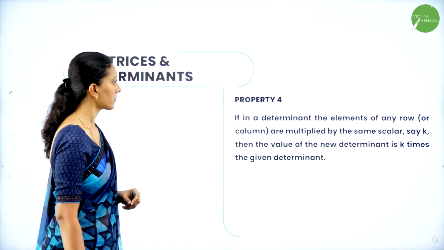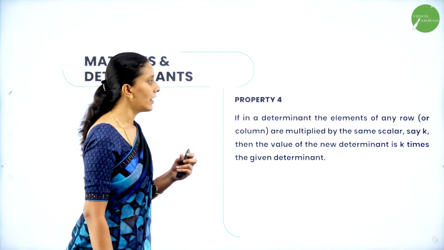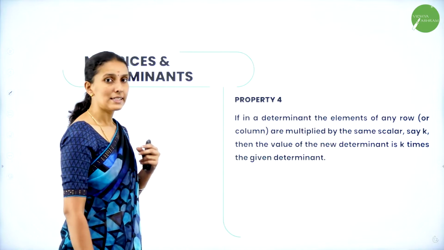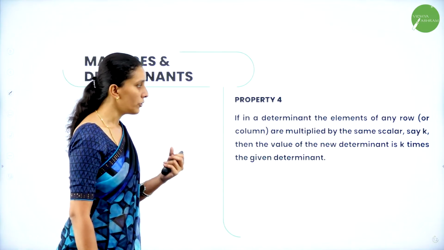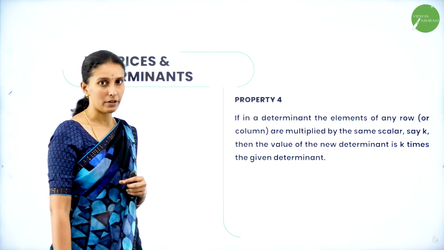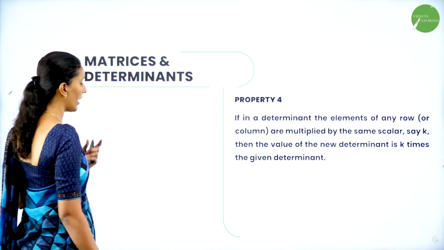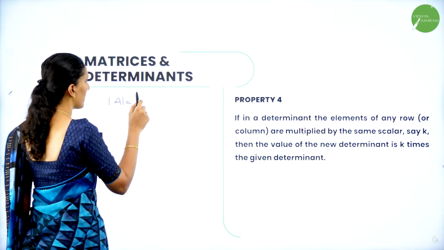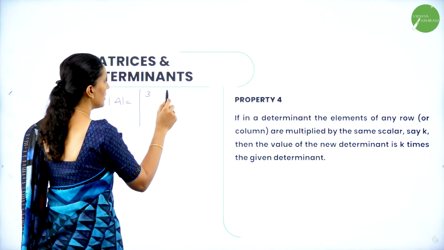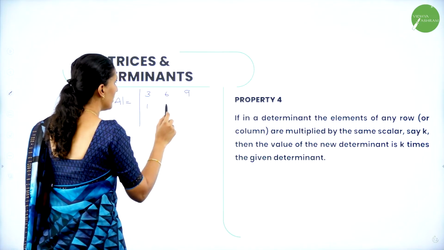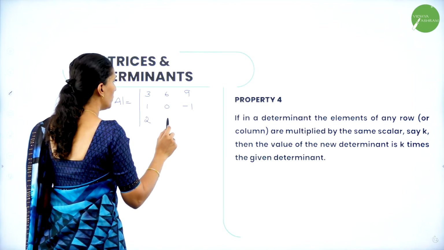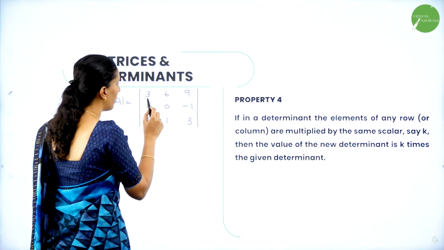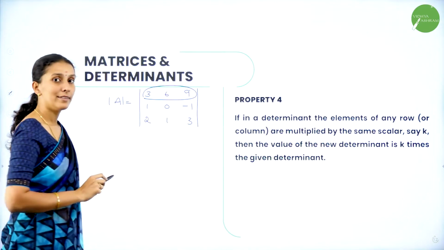Next, if in a determinant the elements of any row are multiplied by the same scalar, say k, then the value of the new determinant is k times the given determinant. Let me show this through an example. Let me take determinant A equal to 3, 6, 9, 1, 0, minus 1, 2, 1, 3. Clearly you can see the first row is a multiple of 3.